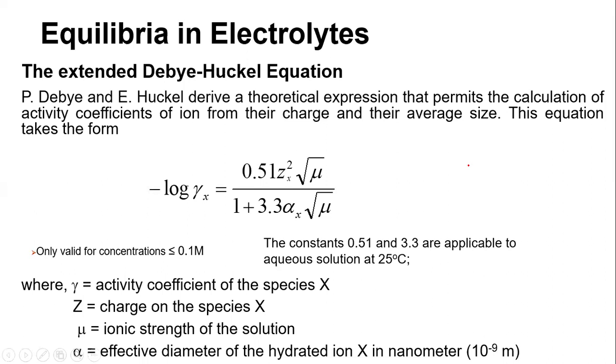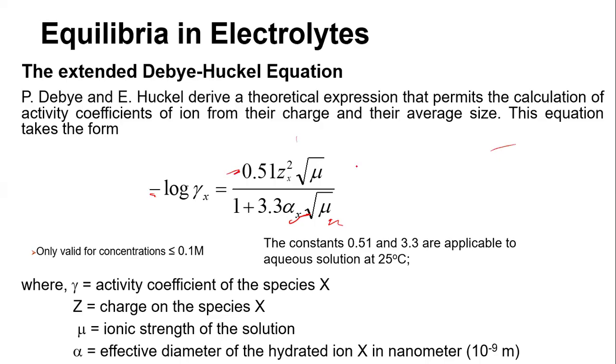Now, the next one is giving us a different way of stating the Hückel equation, right? Now, the position of the negative sign doesn't make a difference. If it's here or it's here, it's the same thing as maths, so it doesn't change anything. Now, we still have negative log of the coefficient being equal to 0.51, the charge squared, square root of the ionic strength divided by 1 plus 3.3 alpha. This is the ionic size, and then this is the ionic strength.